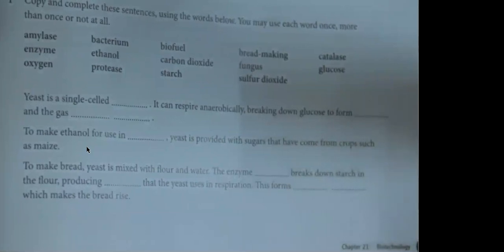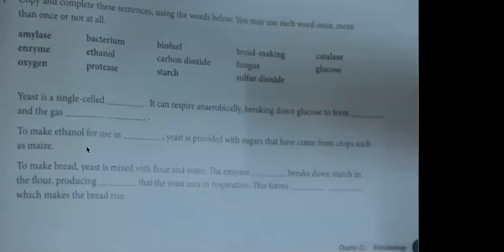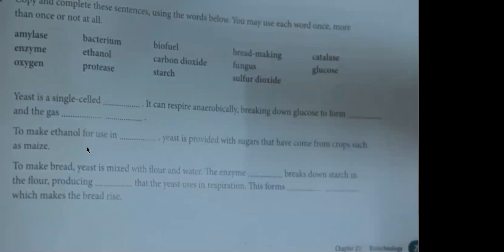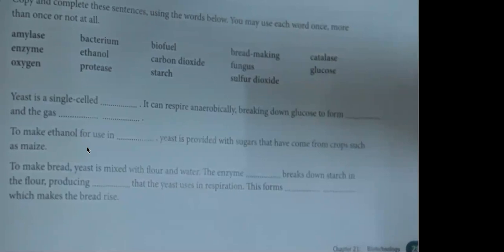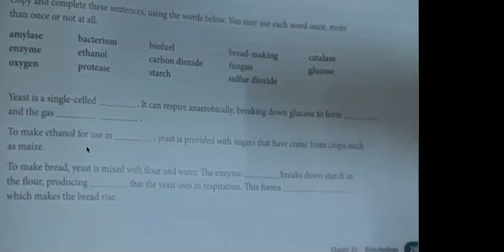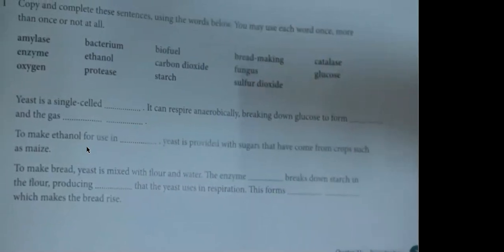So what do you call this process? If they ask you, the process is called fermentation. Very good. And where exactly do we use this process? To make bread. Yeah, baking industry, bread. Very good. Excellent. Okay, next. To make ethanol for use in dash.